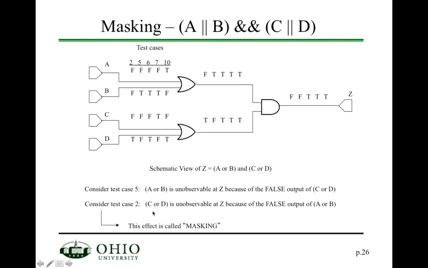Likewise, C or D is unobservable at Z because of the false output of A or B in test case 2. In test case 2, both are false. That causes this to be false, which causes the output of the AND gate to be false regardless of what the other input is. So C or D is unobservable. This can be either false or true; it doesn't matter what C or D are. And this effect is called masking.